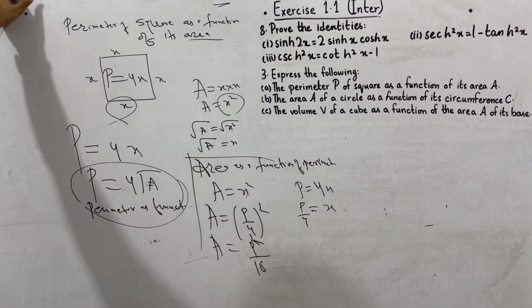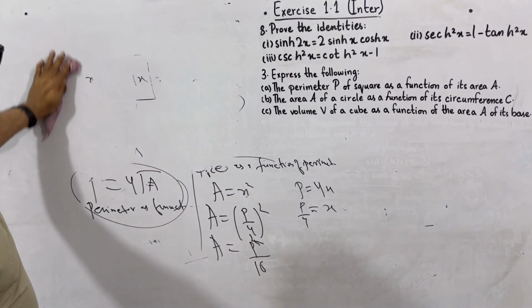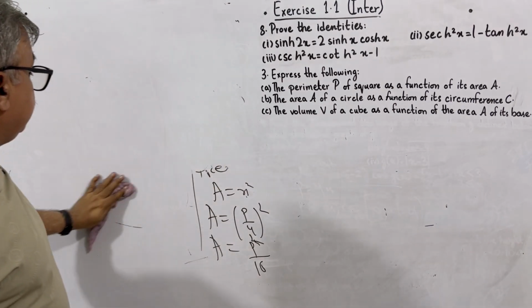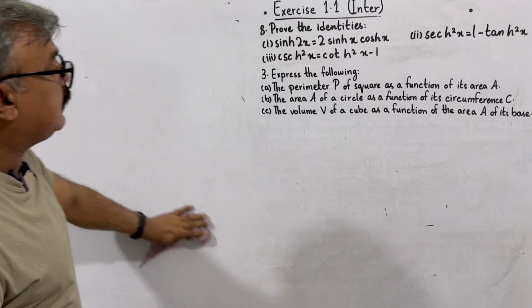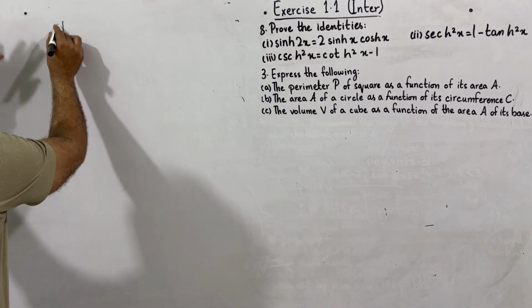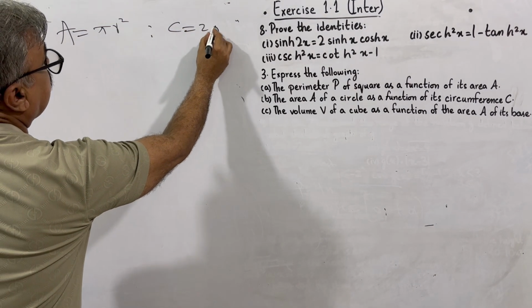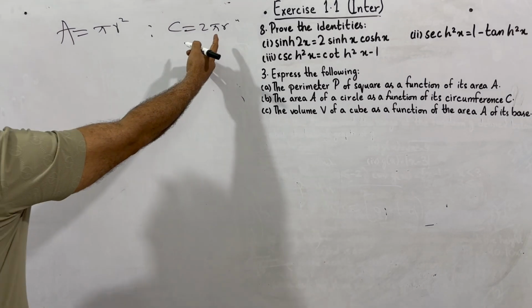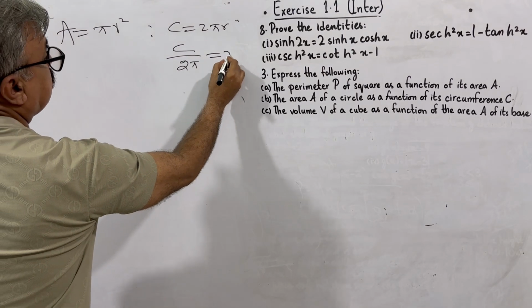Really very cool concept. Number 2: the area of a circle as a function of its circumference. Area we are familiar with: pi r square. Circumference is 2 pi r. R is the common, connecting link. Find the value of r from one, put it in another, and it's going to work. Find r from here: c over 2 pi. That's the value of r. Put it here.